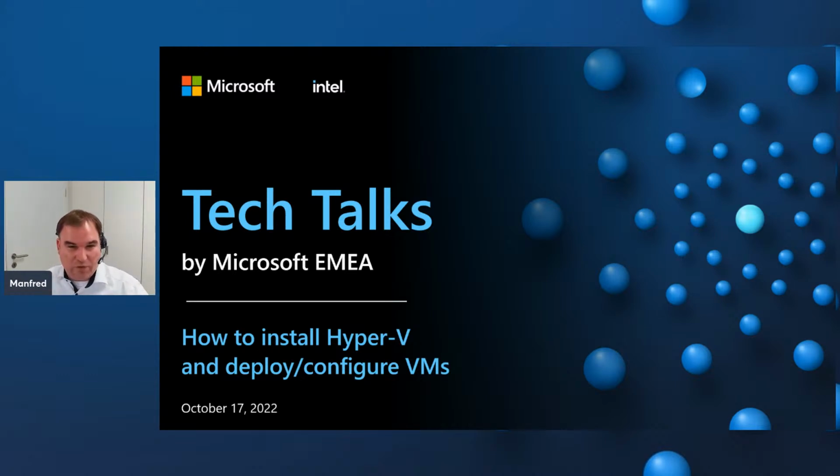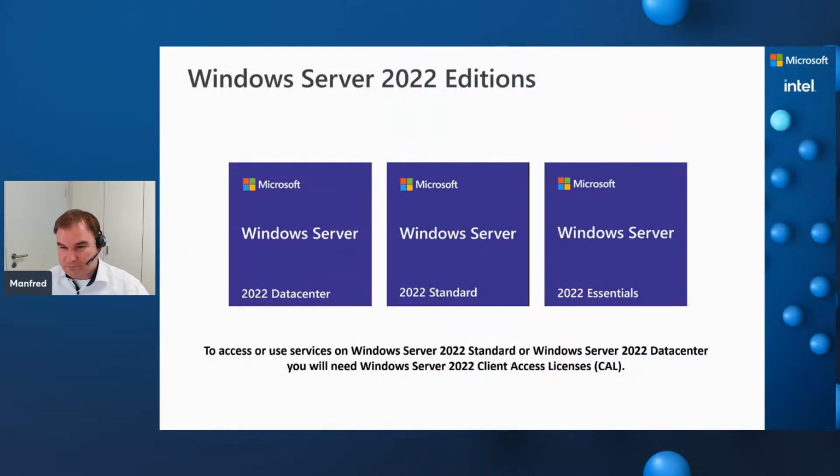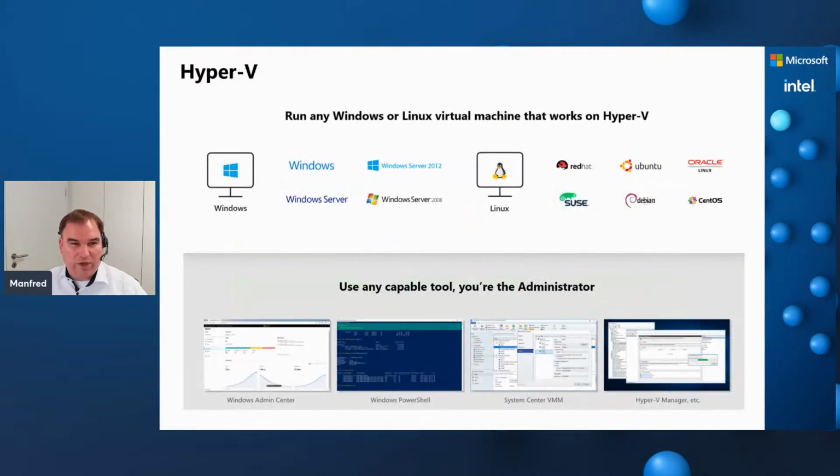I mentioned we will focus on the Hyper-V installation and configuration in Windows Server. And this means Windows Server Essentials, Standard, and Datacenter. All three editions include Hyper-V, so we don't need any extra licenses for the hypervisor itself. And the hypervisor is not only for Windows workloads, it's also for Linux workloads, as you can see here.